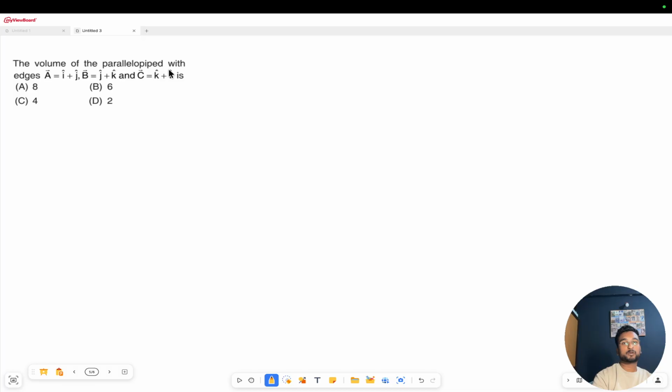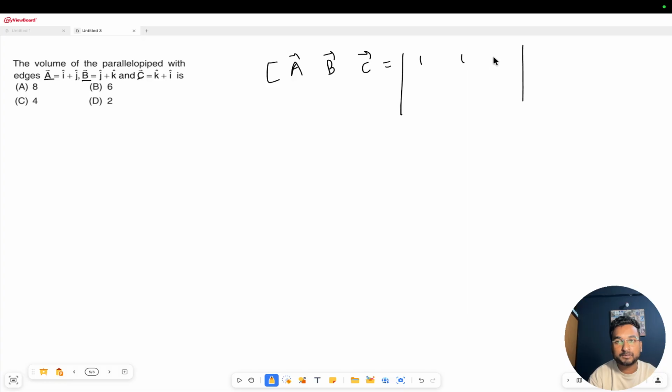So the volume of the parallelepiped with these edges. They have given you 3 vectors A, B, C, and they have asked the volume of the parallelepiped, which is the box product of A, B, C. So you just have to solve this determinant. What is vector A? It is i plus j, so 1, 1, 0. What is vector B? j plus k, so it will be 0, 1, 1. What is vector C? It is k plus i, so it will be 1, 0, 1.